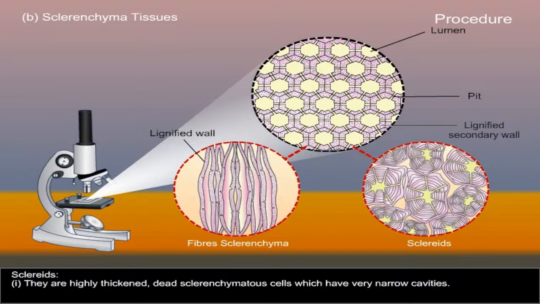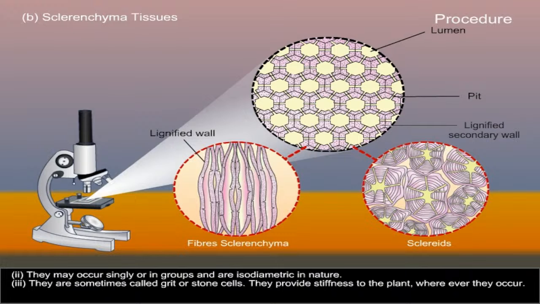Sclereids. 1. They are highly thickened, dead sclerenchyma cells which have very narrow cavities. 2. They may occur singly or in groups and are isodiametric in nature. 3. They are sometimes called grit or stone cells.